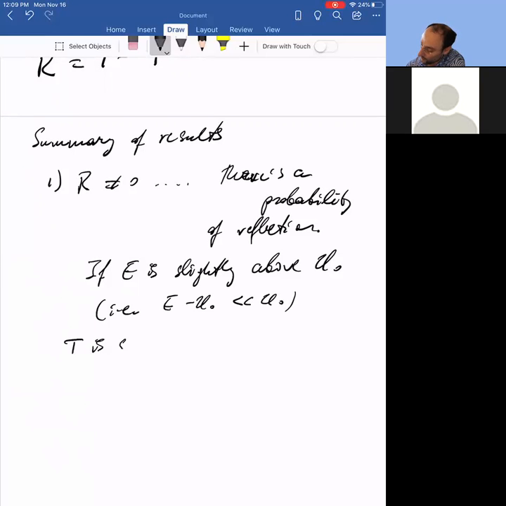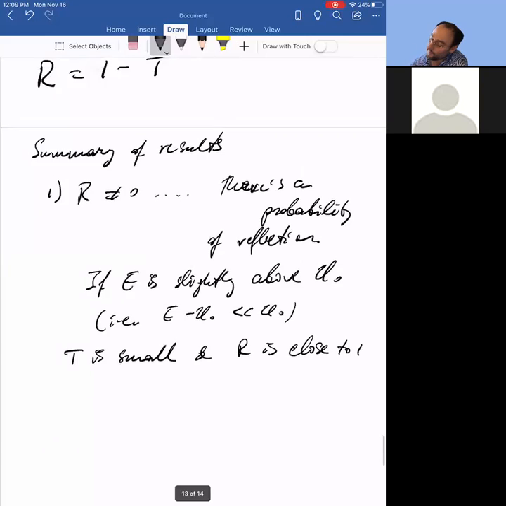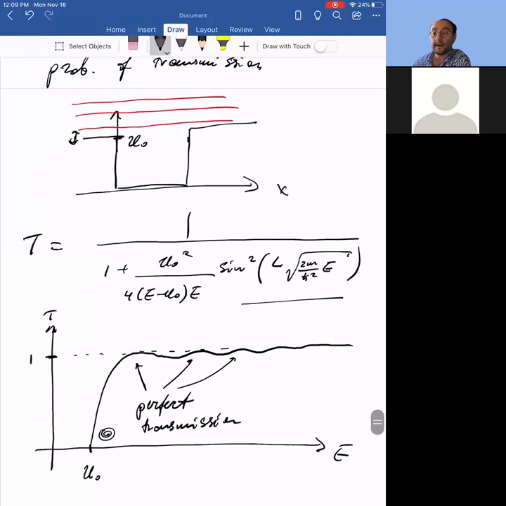T is small, the probability of transmission is small, and R is close to 1. Okay? So this is very non-classical. Classically, it means that the particle is barely moving, then it moves fast, and then it's barely moving again. But quantum mechanically, it says that when energy is slightly above the well, most of the particles, if you repeat this experiment, will be reflected. They will not be transmitted.